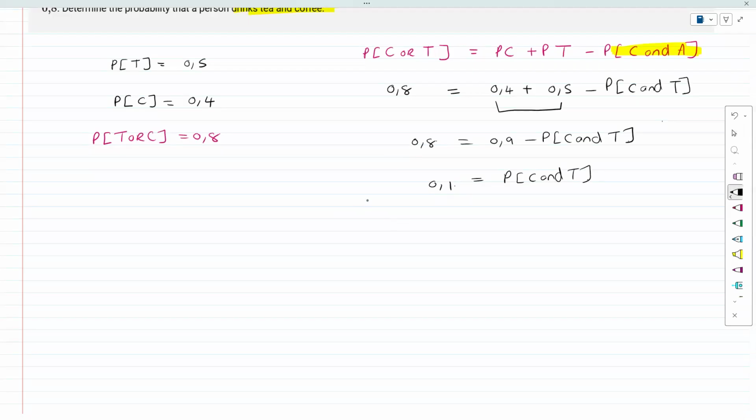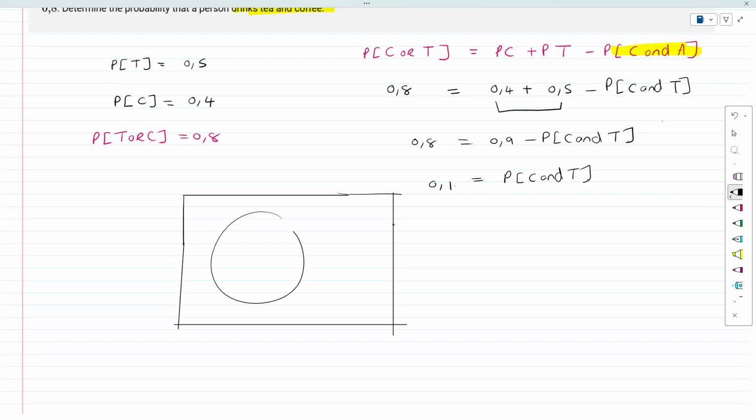It means that if I draw a Venn diagram, which we didn't start yet, but you did grade 11, so you can make it. If we draw a Venn diagram, it looks like that. My circles don't look very good, but the probability of tea and coffee is 0.1. The probability of tea only would be 0.5 minus 0.1, 0.4, and this will be 0.3.